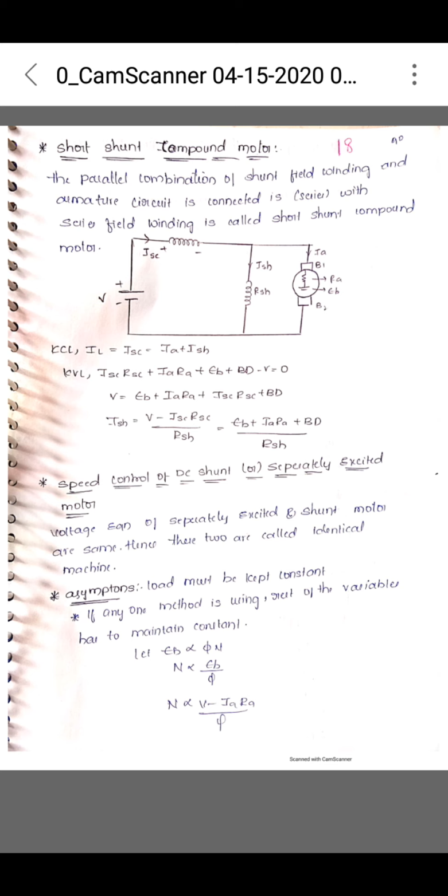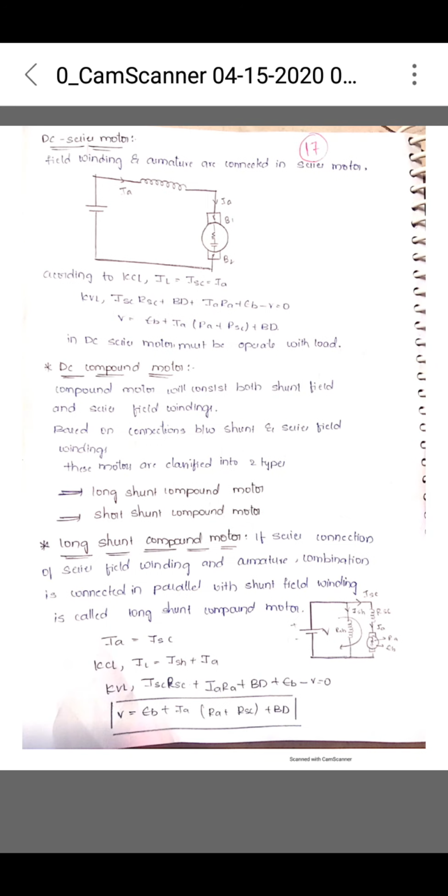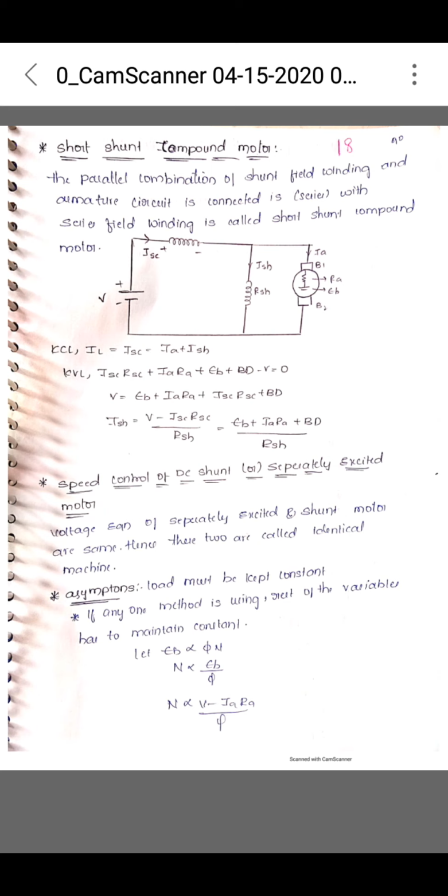From this, the Eb expression we know for DC shunt motor: Eb is equal to V minus Ia Ra after neglecting brush drop. So N is proportional to (V minus Ia Ra) by phi. Here we can vary the speed by using supply voltage V, Ia, Ra, phi. There are four variables in that expression, but Ia should always be maintained constant. Why should Ia be maintained constant? That is different. It will be maintained constant in different methods, different ways, which we'll see separately. So Ia constant means N is proportional to (V minus Ia Ra) by phi.